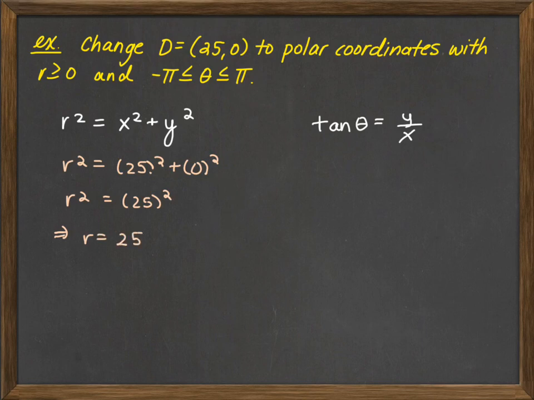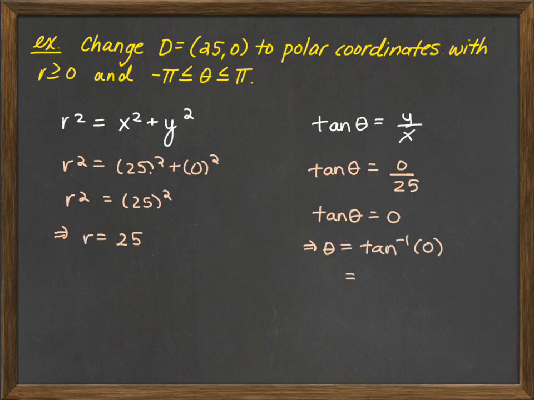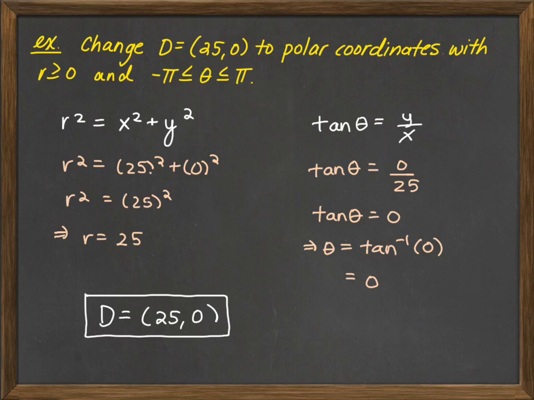Now, if we're trying to determine theta, we've got that the tangent of theta is equal to 0 over 25. Well, that's just going to be the tangent of theta equals 0. So theta is going to equal the tangent inverse of 0, and that's just going to be 0. So this tells us that if we are writing the point D equals (25, 0) from a rectangular coordinate as a polar coordinate, then we get that D is equal to (25, 0). And so in this case, the rectangular coordinate and the polar coordinate are the same.